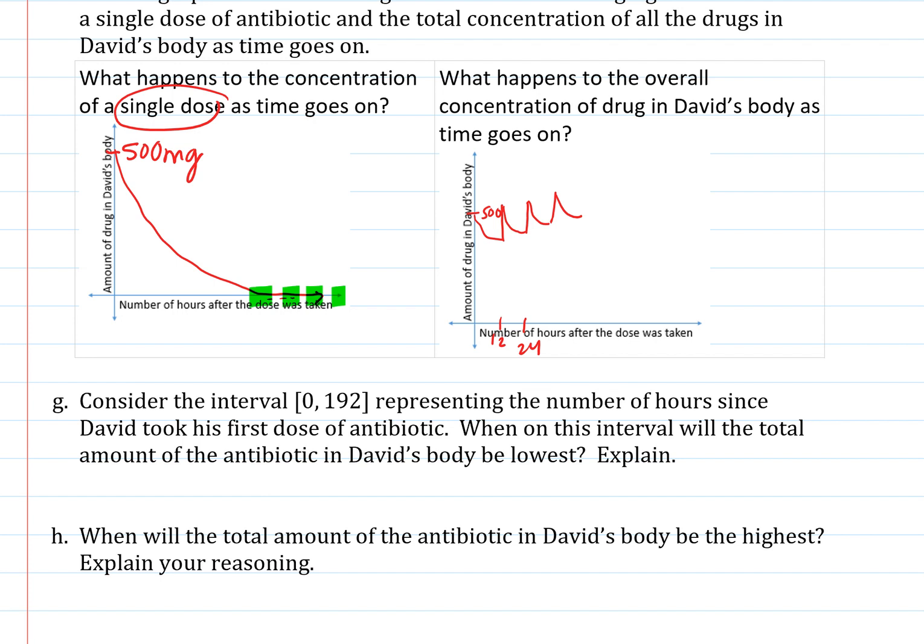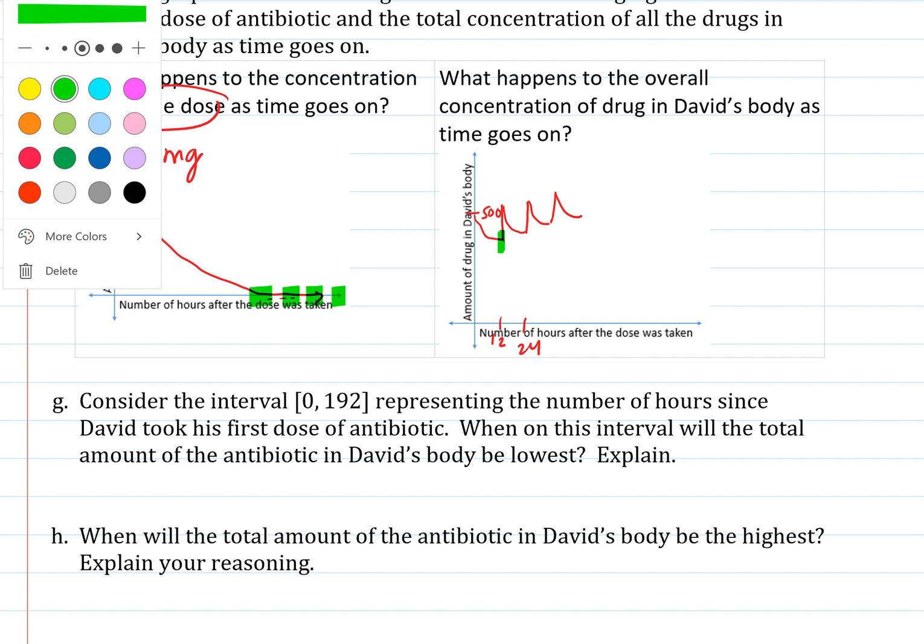The concentration of drug would be lowest here at this point, because he's decayed almost everything from the first dose, and he has not taken any additional doses. So at 12 hours, the concentration is lowest because he's got the most decay, plus nothing else added on.